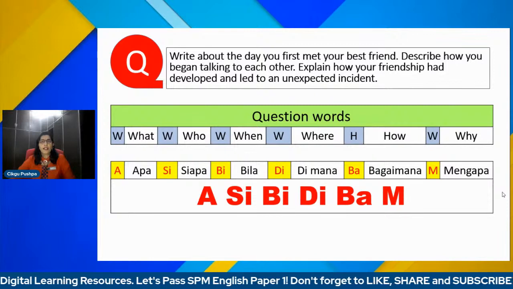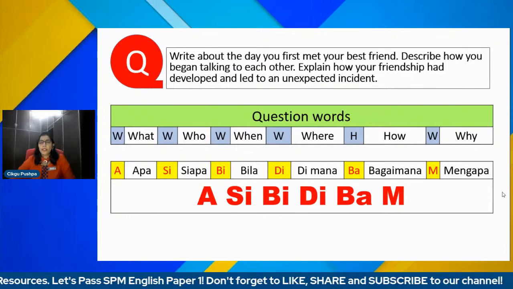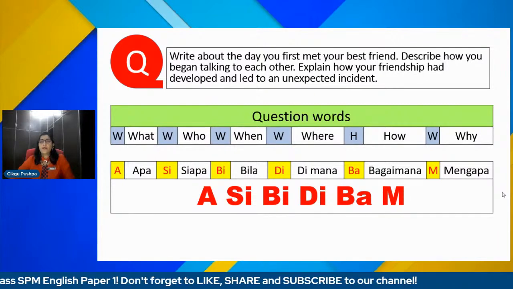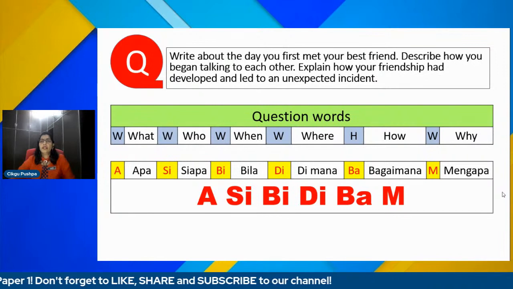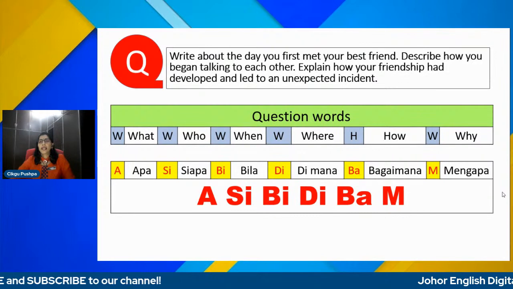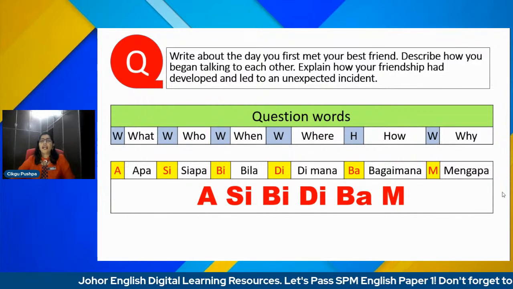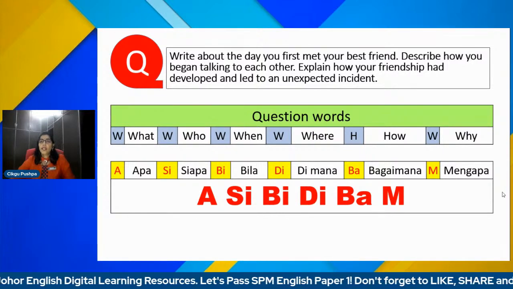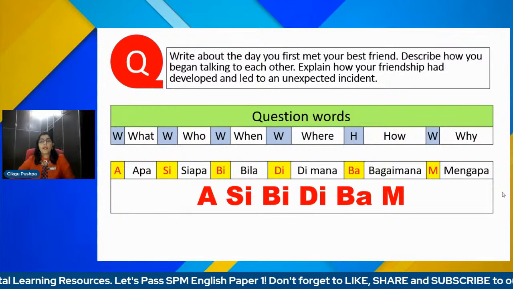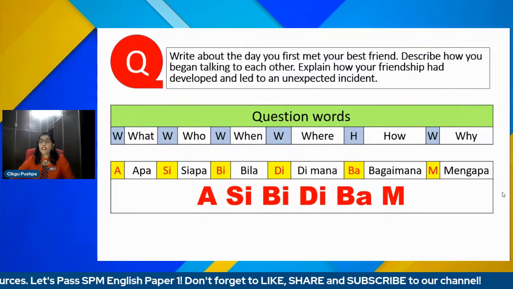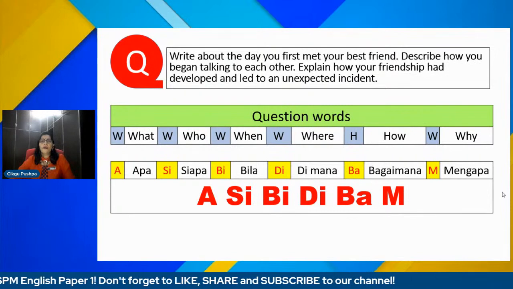So keep track. What is A? Apa. What is C? Siapa. What is B? Bila. What is D? Di mana. What is Ba? Bagaimana. What is M? Mengapa. Yes, you are correct. So just as easy as that. Remember RCBD BAM. So we are going to use RCBD BAM as a formula to write your essay. All right, are you ready, guys?